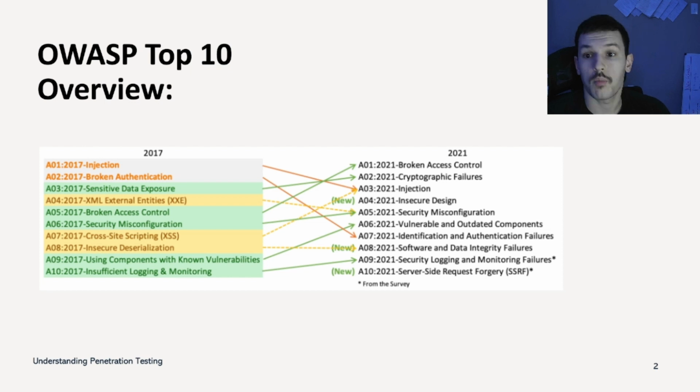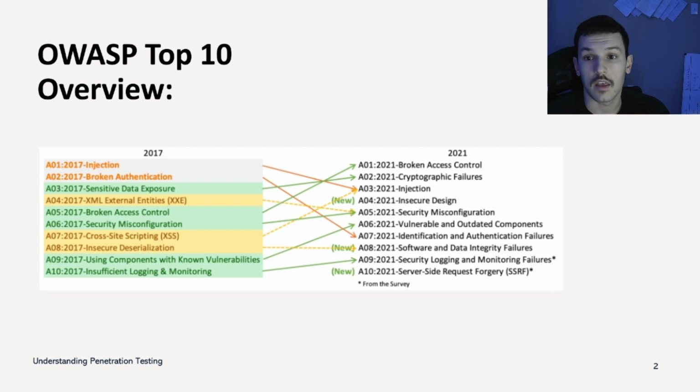Now, the first one up is going to be broken access control. So what is it? Poorly implemented restrictions on what authenticated users are allowed to do. Now, an example would be where a user manipulates the URL to access and edit another user's profile without proper authorization.